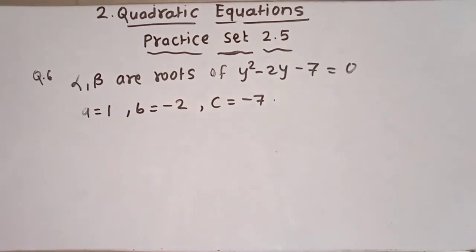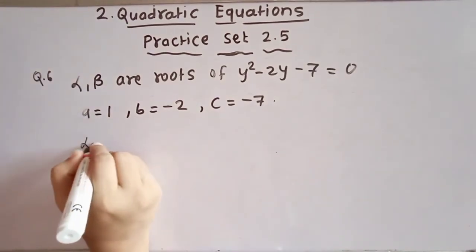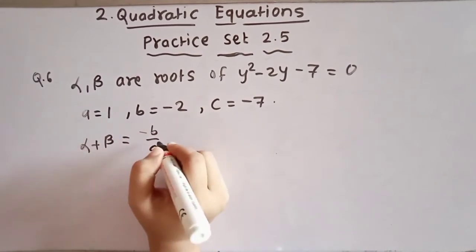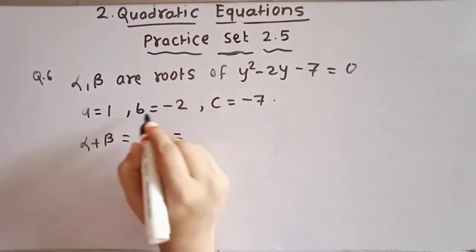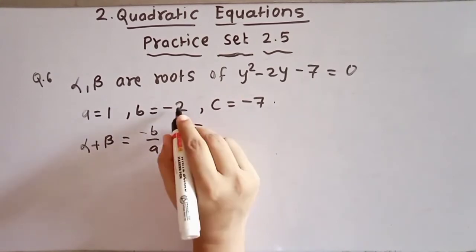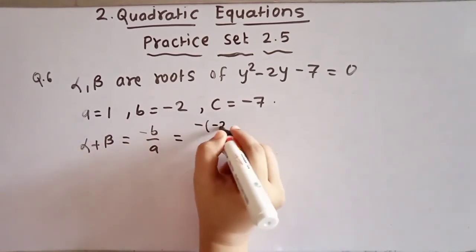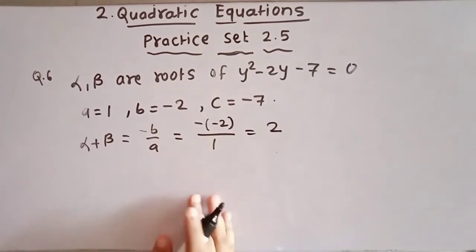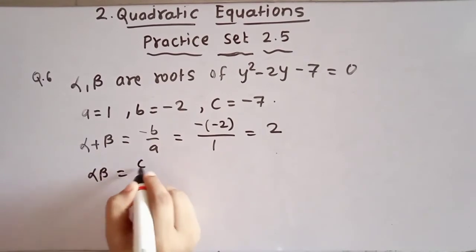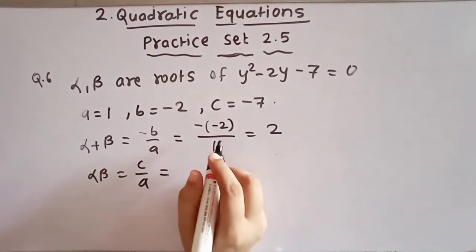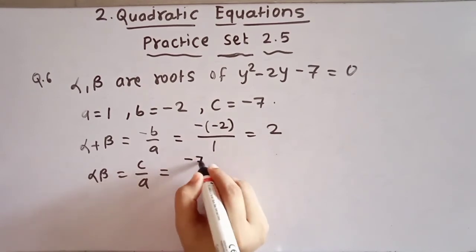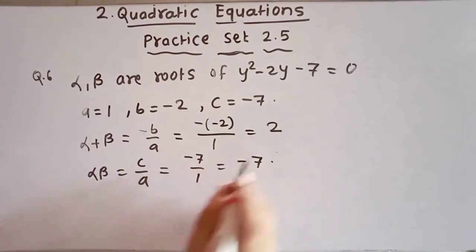Now alpha beta are the roots, they said, yes or no? So alpha plus beta, you know, the value is minus b by a, yes or no? So minus b by a means minus b is equal to minus 2, minus into minus plus, so alpha plus beta is equal to 2. Alpha beta is equal to what? c by a. So c is what? Minus 7. So minus 7 upon 1 is equal to minus 7.